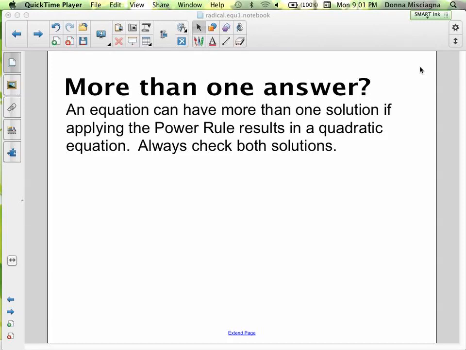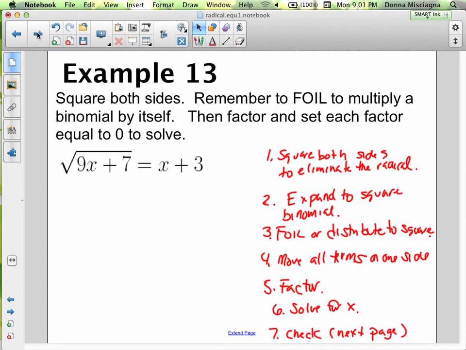More than one answer. So an equation can have more than one solution. If applying the power rule results in a quadratic equation, always check both solutions. Maybe they both work, maybe one works, maybe none works. Here's our first one. All right, so we have the square root of 9x plus 7 equals x plus 3.